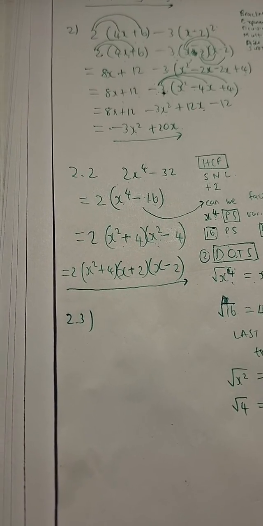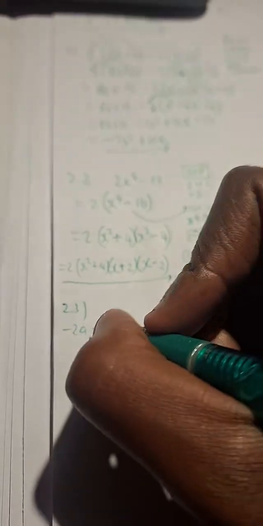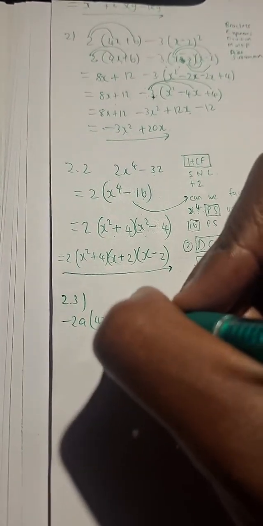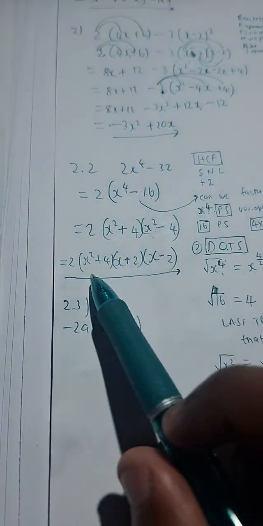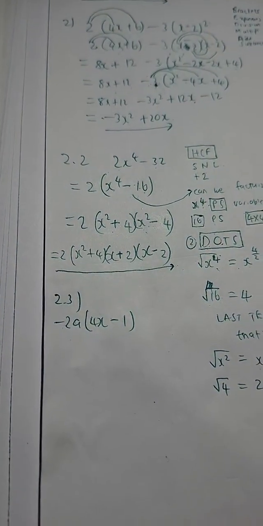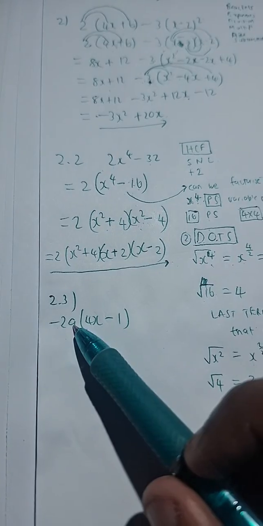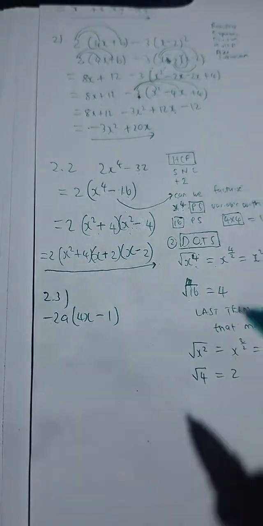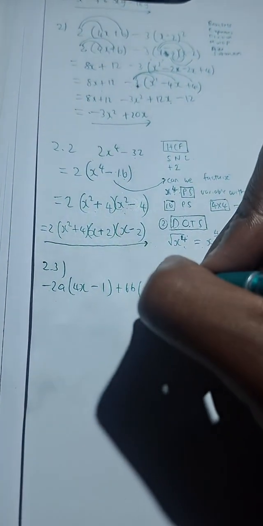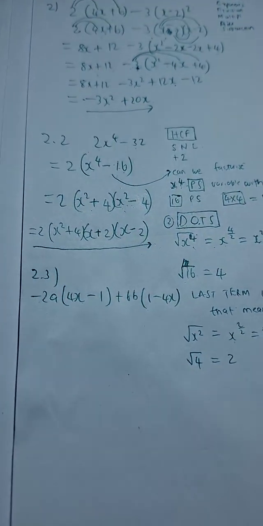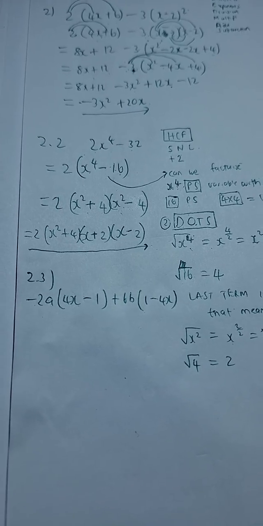Grade 10. Negative 2a into 4x minus 1. This we can't factorize. We are done factorizing here. Now we are looking at another question that says factorize: negative 2a into 4x minus 1 plus 6b into 1 minus 4x. Factorize the following algebraic expression for 3 marks.